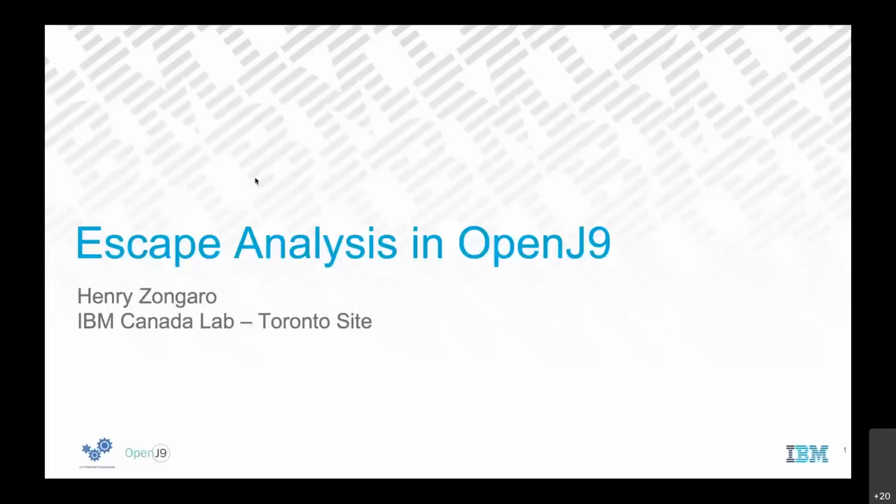Okay, thank you, everyone. I'm Henry Zangaro. I'm one of the developers on the JIT optimization and x86 code gen team under Andrew Craik. I'm going to be giving a sort of 30,000-foot view of escape analysis with some details on some of the things that it does. Escape analysis is one of the optimizations in OpenJ9.